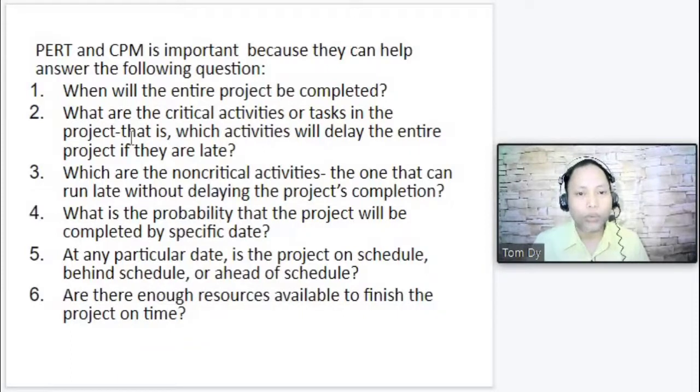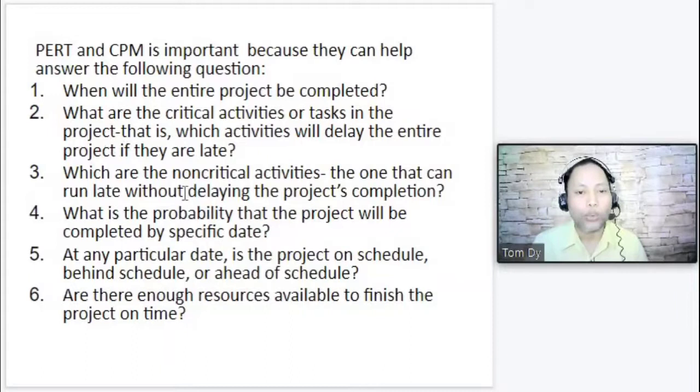Another question is, what are the critical activities or tasks in the project? That is, which activities will delay the entire project if they are late? In our computation later on, we will determine the critical path method so that we can identify which activities will delay the entire project. So, that is for question number 2. That is why we have what we call the critical path method.